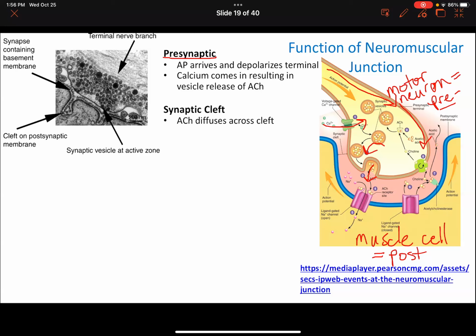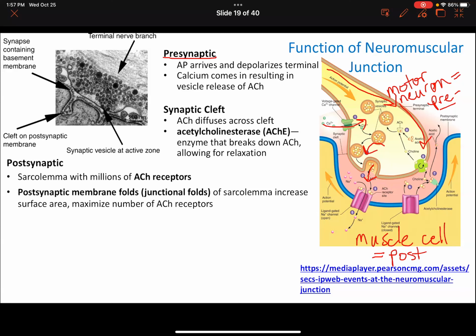The acetylcholine diffuses across the cleft, and to prevent acetylcholine from constantly being in the cleft, we have something called acetylcholinesterase. Acetylcholinesterase is an enzyme that actually breaks down acetylcholine, and this will keep that muscle cell from constantly being stimulated. It allows for relaxation of the muscles. So then, as that acetylcholine goes across the cleft, we've moved to the postsynaptic side.